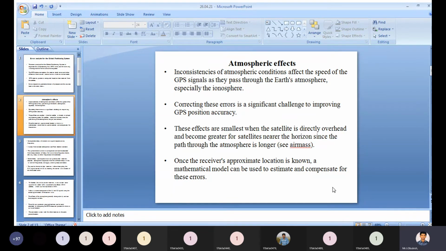Once the receiver's approximate location is known, if you know the receiver's exact location approximately, a mathematical model can be used to estimate and compensate for these errors.